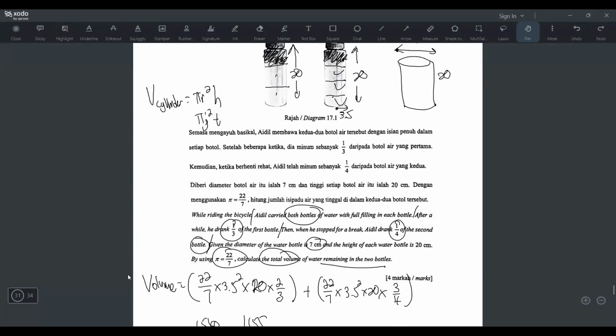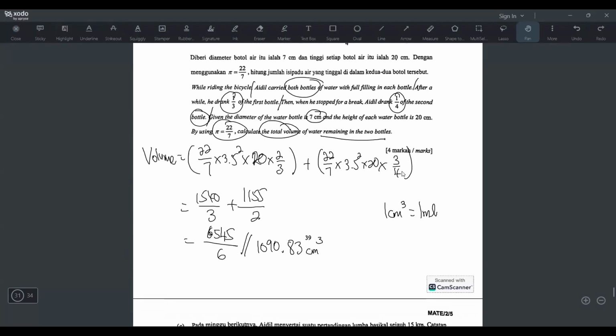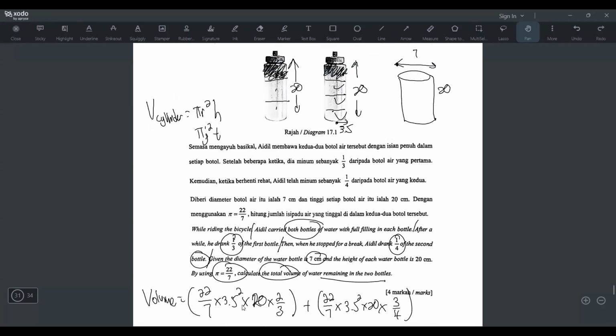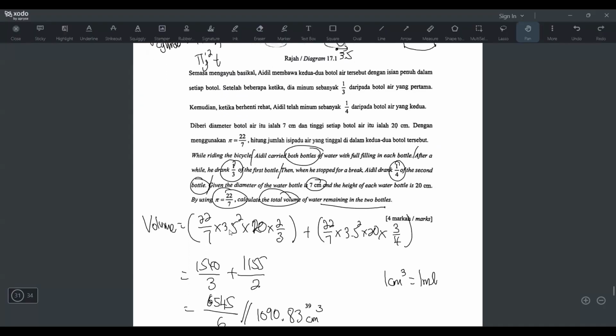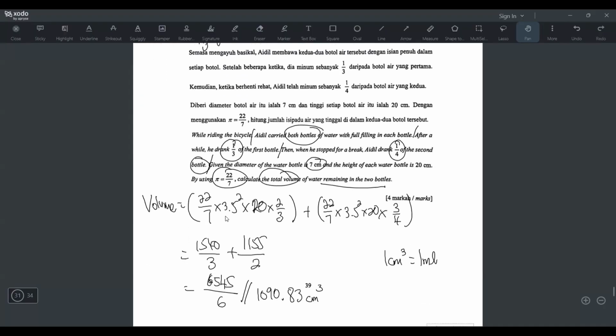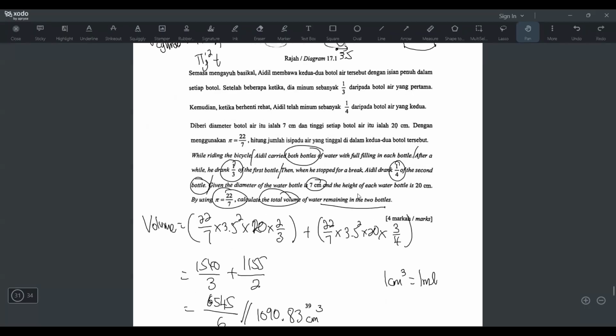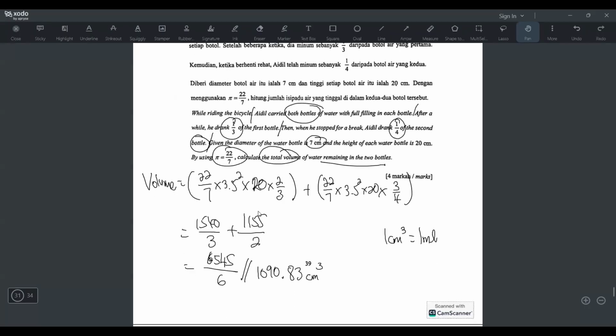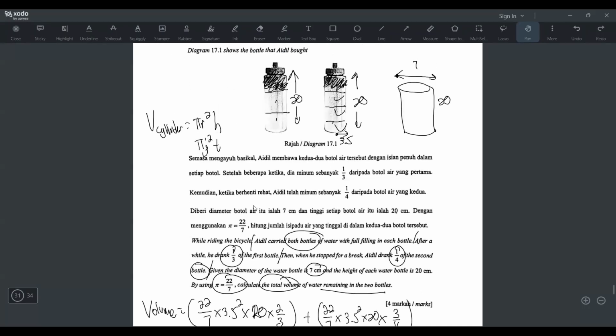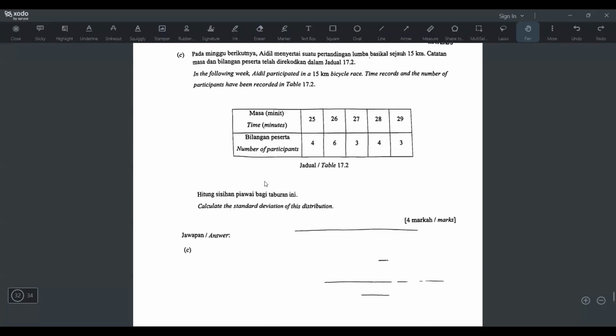I know the schema, the jawapan, does it differently, right? Because in the schema, I think they take 1/4 here, and I don't understand why. Maybe the schema made a mistake, because I did it a few times already. So I will stick to my working here. I think this is correct already. So hope you understand. Let's continue. Soalan C.